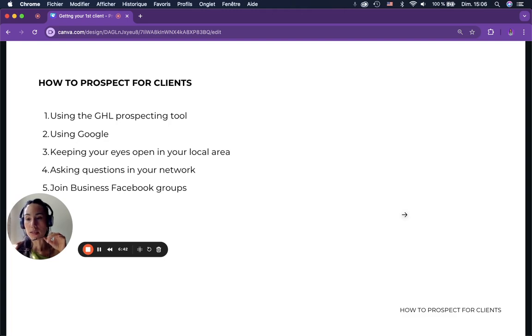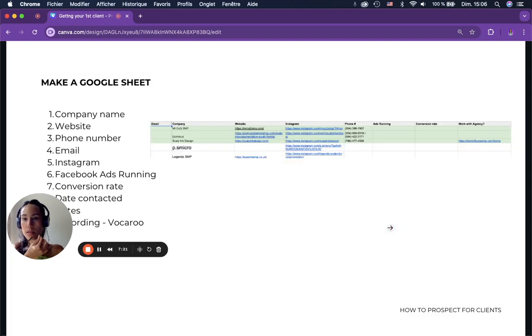But obviously, the easier way is going to be to go local, in your area. So keep your eyes up in your local area, ask questions to your network, and join business Facebook groups. Joining local business Facebook groups would probably be the easier way. Then just ask any of the businesses if they have any bottlenecks in their marketing, or if they're looking for somebody, maybe for a trial. That's where you can offer your services and try different offers.